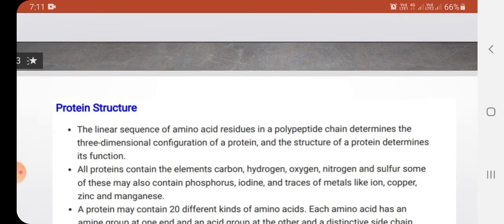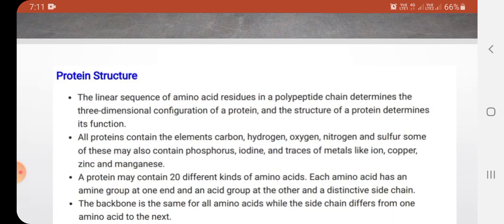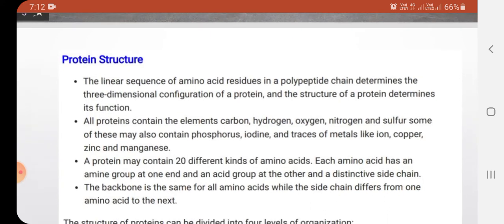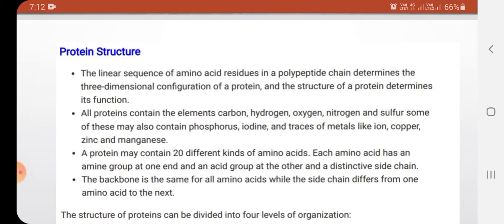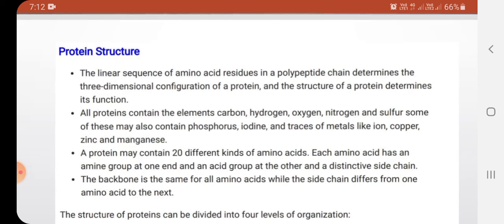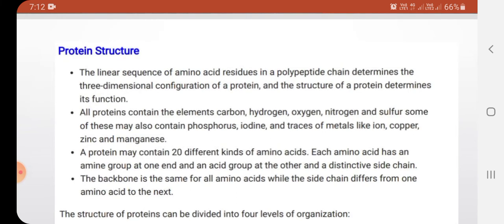Next we discuss the chemical structure of protein. Chemically, the proteins are polymeric compounds formed by interlinking of amino acids. These amino acids are combined by peptide bonds.